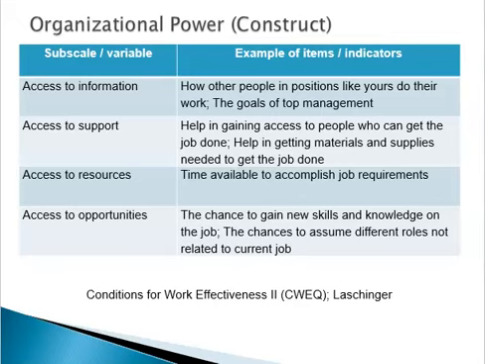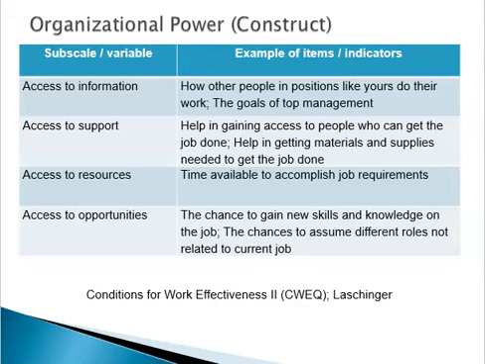So Kanter had identified that there are different variables that go into that. These are just some of them: access to information, to supports, to resources, and to opportunities. Those are the different variables, if you will. And then as your readings talked about, these are the indicators. So what does access to information look like?